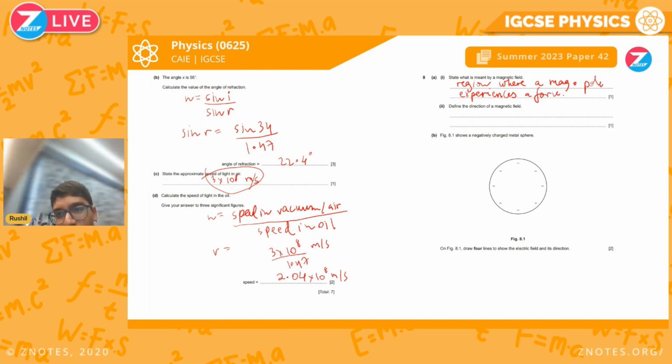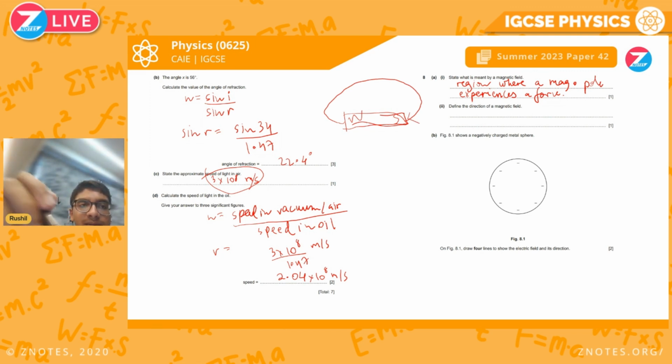Define the direction of a magnetic field. So as we know, if this is a bar magnet, north, south, we know that opposites attract, and we know that a magnetic field always comes from the north side and towards the south side. So we see that a magnetic field direction is towards the south pole, and we know that the north pole would be attracted towards the south pole.